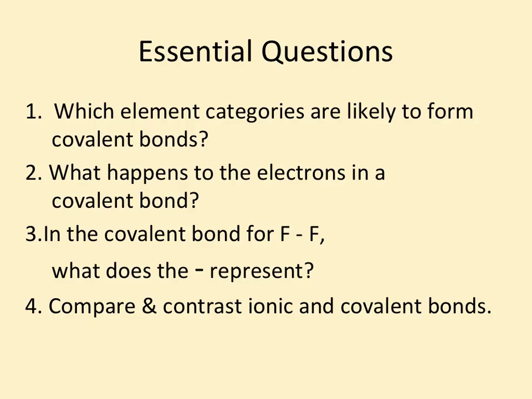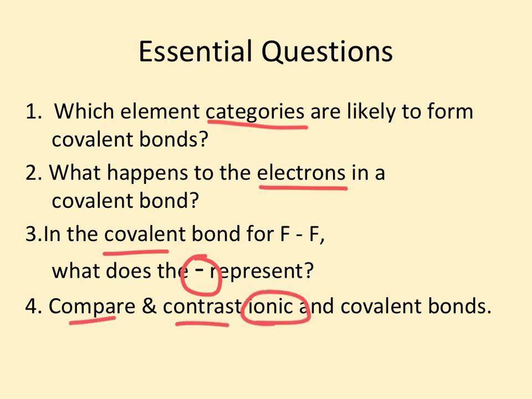We can see these listed in the essential questions at the top. Ultimately, we want to be able to know the categories that form covalent bonds, what electrons are doing, and we want to be able to figure out, as the bond is being shown, what this little dash represents in the chemical formula. So there's a special way to write out a covalent bond including this little dash. So number 3 wants to know, well, what's the point of that dash? And finally, we want to find some similarities and some differences between the two types of bonds we're discussing, ionic and covalent.